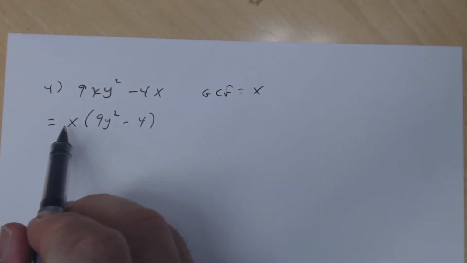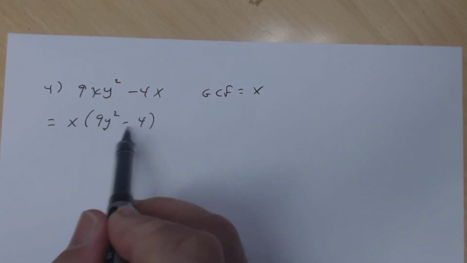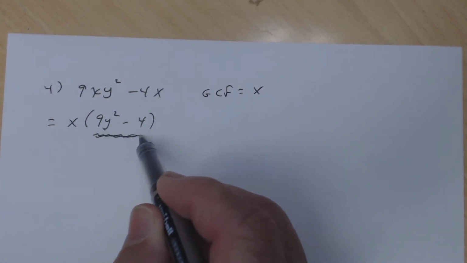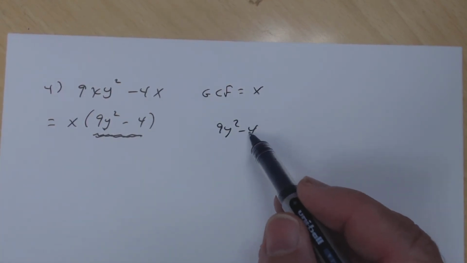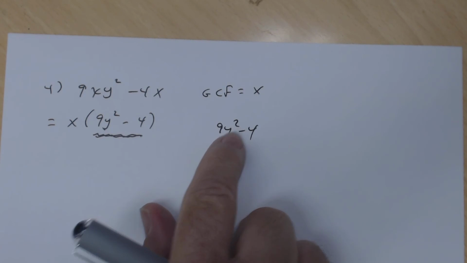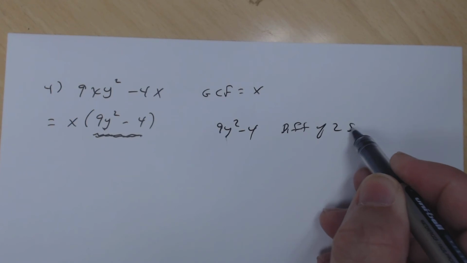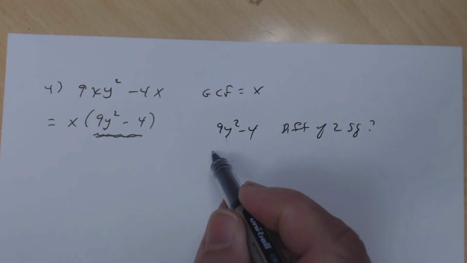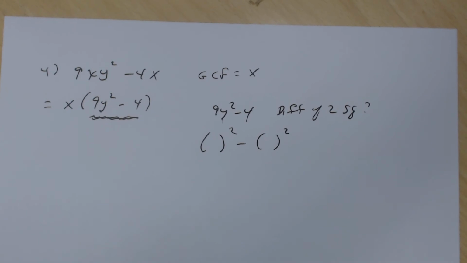You can always check yourself. Use the distributive property. X times 9y squared is 9xy squared. X times a negative 4 is a negative 4x. And just like before, you want to factor this binomial, so I'm going to rewrite it. And notice there are two terms. So think of the strategy. There are two terms with subtraction between them, and the variables are being squared. So check and see if this is the difference of two squares. If it is, then that means I can rewrite both terms as something raised to the second power.